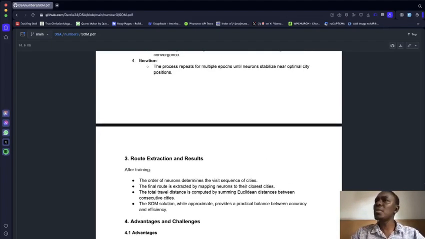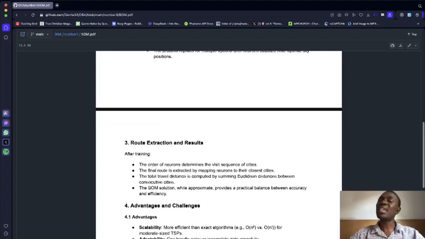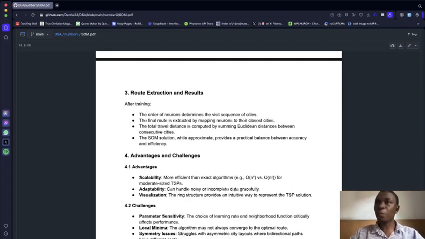So the process is to be able to get the winner. So that you adjust neurons, you have to iterate through all the cities, and so you repeat it until you have optimal city positions. In that whole stage of finding the winner and then adjusting the neurons, you have to now extract the route and the result. So the order of the neurons determines the sequence of the cities to be visited. The final route is extracted by mapping neurons to their closest cities, and the total distance is computed by summing up the Euclidean distances between the consecutive cities.